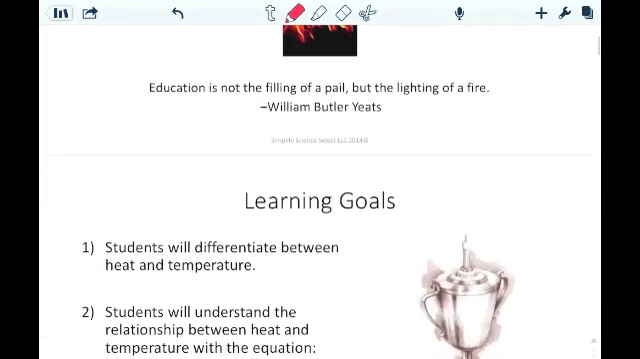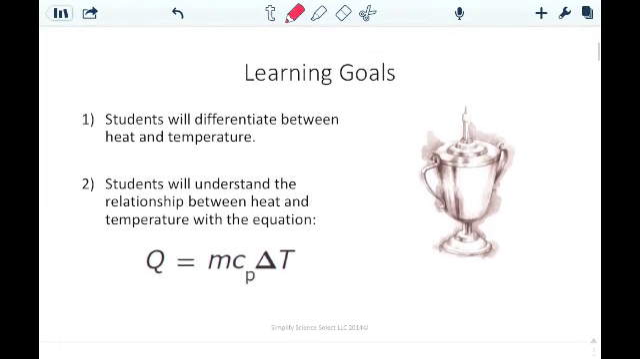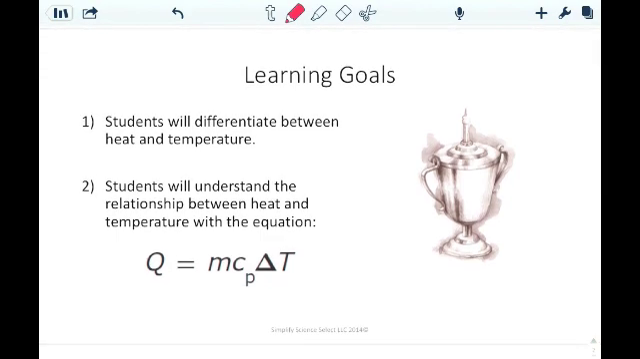So let's jump into our learning goals for this lecture. Number one, students will be able to differentiate between heat and temperature. We've talked about this a little bit when we got into kinetic energy and kinetic molecular theory and talked about gases.